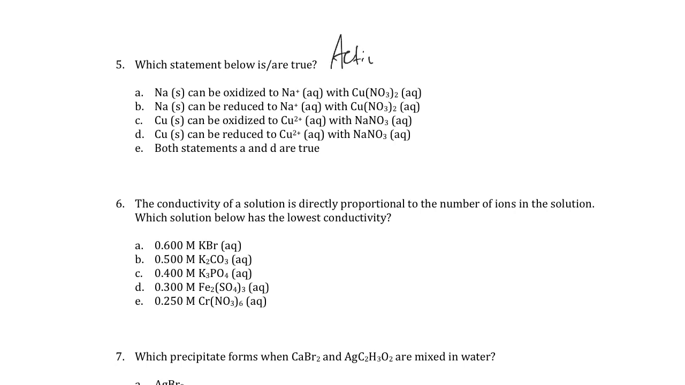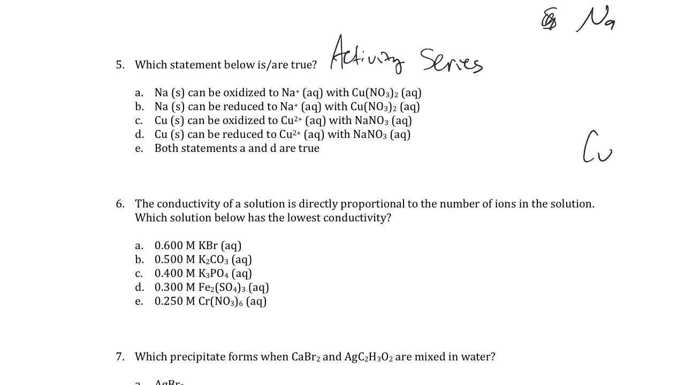You can look at the activity series. You'll have it if you need it. I don't think you actually need it for this question, because you should know that sodium is going to be higher on the chart than copper. We make pipes out of copper. We don't make pipes out of sodium. There's a reason for that.